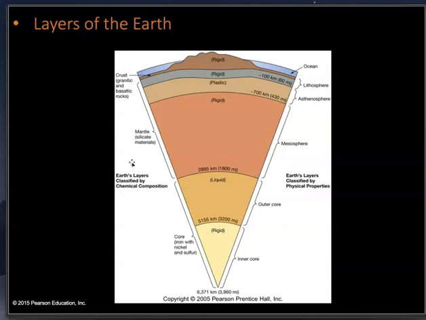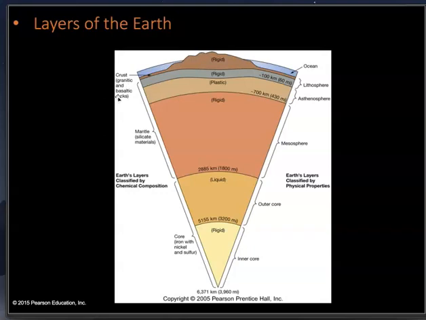The crust is the outermost layer, and there are two types of crust. There is continental crust, which is the crust that makes up the continents, as the name implies, and there's oceanic crust, which is the crust that is at the bottom of the ocean. The crust that makes up the continents is largely granite, and the crust that makes up the oceans is called basalt. So it's called basaltic rock.